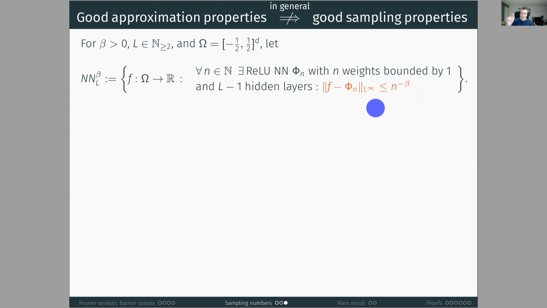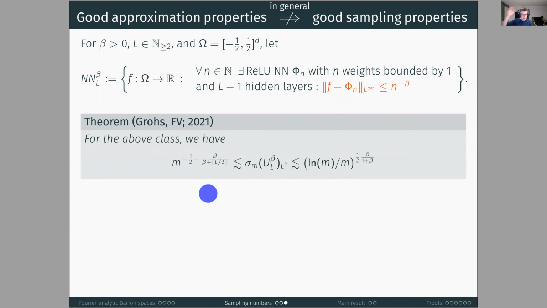So this means if beta is very, very large, you can rapidly approximate your function using just a few non-zero weights. And now we ask the question, how well can you sample or recover such a function from point samples? And this is from a paper with Philipp Grohs and myself that appeared on the arXiv recently. So we show the following. We show upper and lower bounds for these sampling numbers, but they are not really tight.